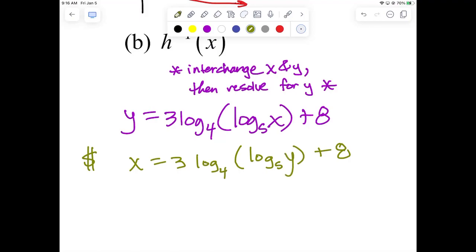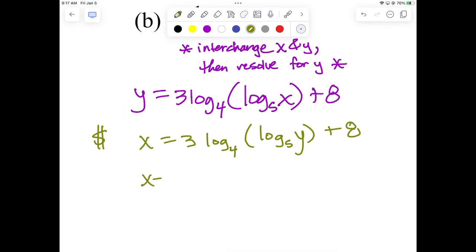All right, now I got to resolve for y. So all I'm doing now is I'm peeling back the layers by doing inverse operations. What's the first thing I would have to do here? I would have to subtract 8. I need to isolate the variable term, so I need to get rid of the 8. So that becomes x minus 8 equals 3 log base 4 of log base 5 of y.